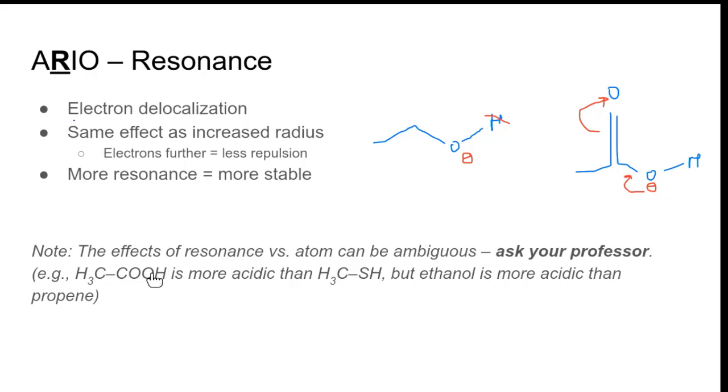Now, the effects of resonance and atom can be ambiguous, so I would ask your professor which they want you to look at more. You don't need to think about this too much, but this carboxylic acid is going to be more stable than ethyl, but something like ethanol is more acidic than propene. So it's really something you should ask your professor about, and they'll probably try and be unambiguous.